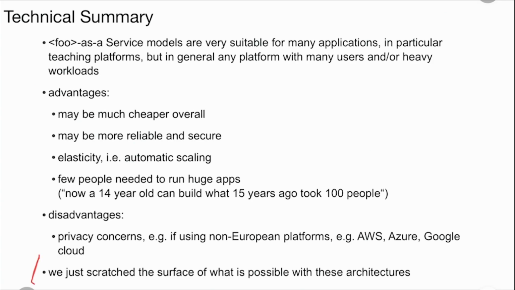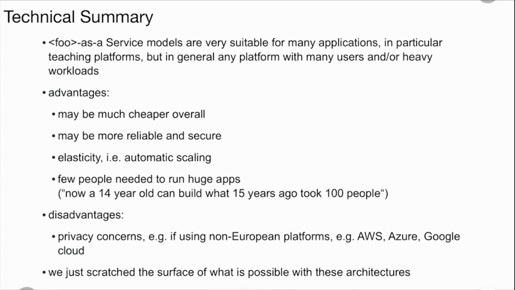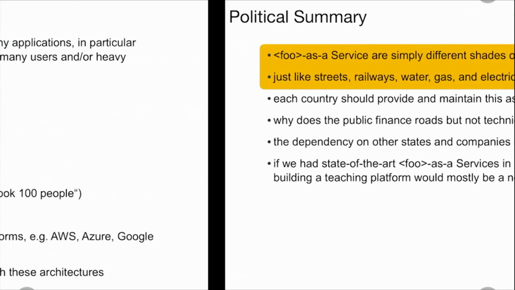In summary, we just scratched the surface here of what's possible with these architectures. For developing real applications, it's really a great option to look at. I sound a little bit like an Amazon salesman, but what I'm trying to tell you is that it's not only Amazon. There are others, like Hetzner in Germany, Azure from Microsoft, Google Cloud, and so on. And if you look at where those instances sit, we come to the next slide.